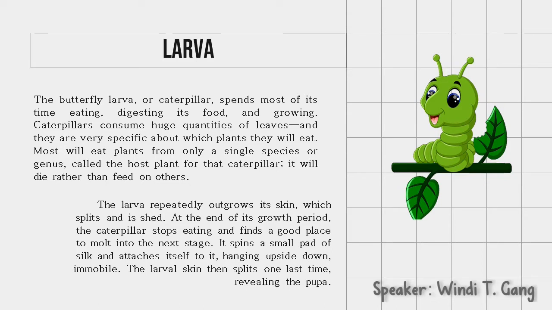The larva repeatedly outgrows its skin, which splits and is shed. At the end of its growth period, the caterpillar stops eating and finds a good place to move into the next stage. It spins a small pad of silk and attaches itself to it, hanging upside down and immobile. The larval skin then splits one last time, revealing the pupa.